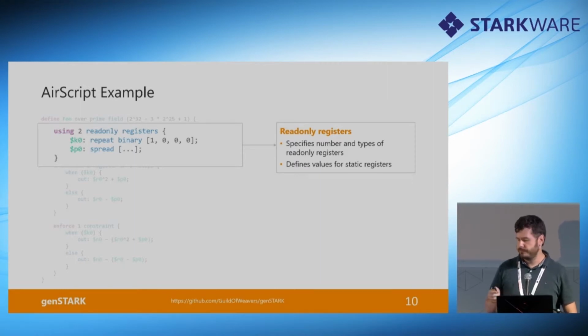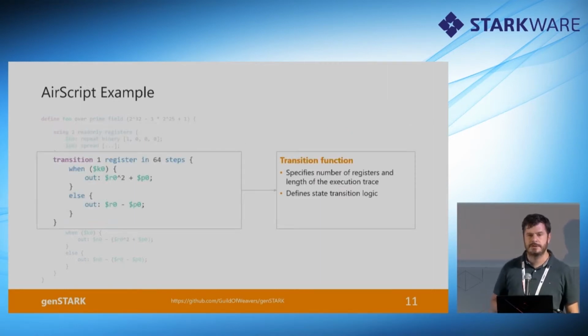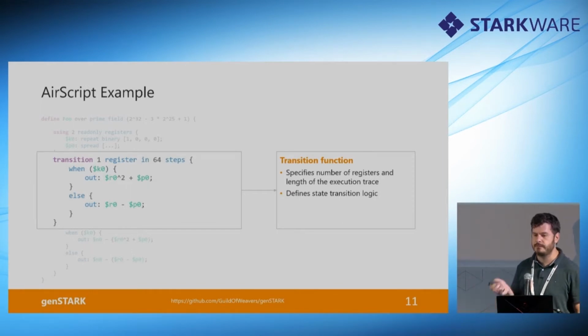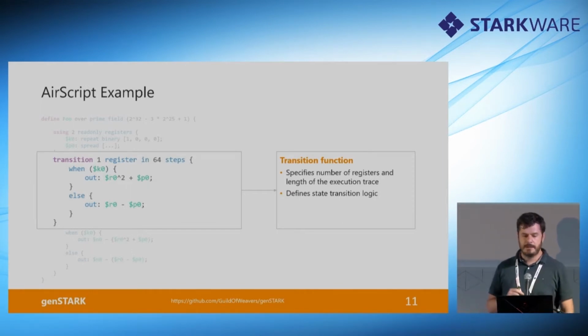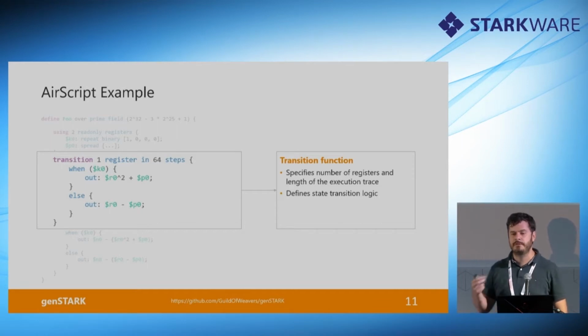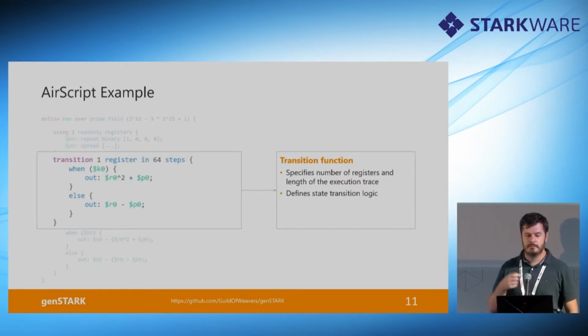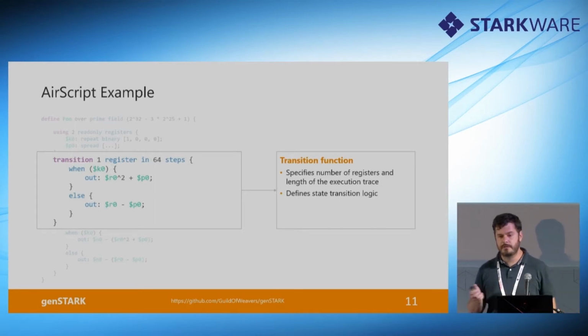Okay, so now we have these read-only registers. The next thing to do is to define a transition function. So as I mentioned, this trivial computation has only 1 register, so we say it's a 1 register, and we're going to run it for 64 steps. And then one thing to note here, so if K0 was a static register, R0 is kind of a register in the execution trace that holds the current value of the register. So what we're doing here is we're basically saying when the value of K0 is 1, then square the current state of the register and add P0 to it. Otherwise, take the P0 and subtract it from current value of the R0 register.